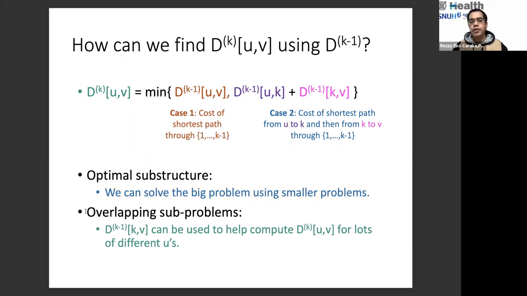If you're talking about overlapping problems, similarly, we have d_{k-1}(k,v), which can also be used to help compute d_k(u,v) for lots of different u. Sometimes, for example, if you want to start from location u until location v, we can get many, many alternatives to go from u until v. So sometimes it is very complicated to compute that.